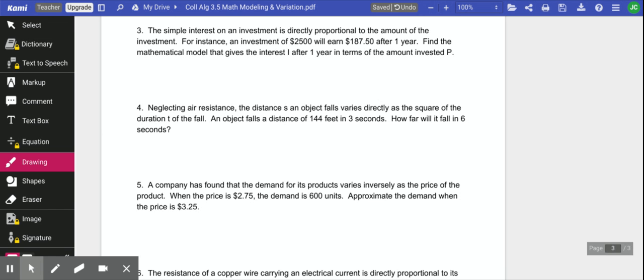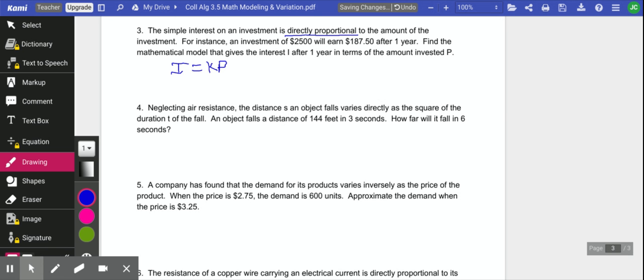So the simple interest on an investment is directly proportional to the amount of the investment. Okay, so we can write an equation just based on that. So the simple interest, I'm going to call it I, is directly proportional. That means there's some constant to the amount of the investment. I'm going to call that the principal. That's how much we invested. Okay, so that's my equation. I equals k times p. Now, we don't know what k is. We want to figure it out.